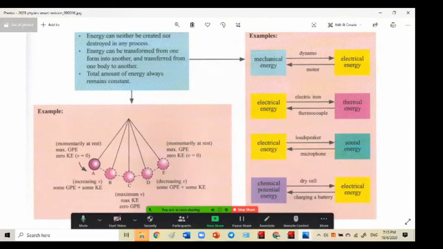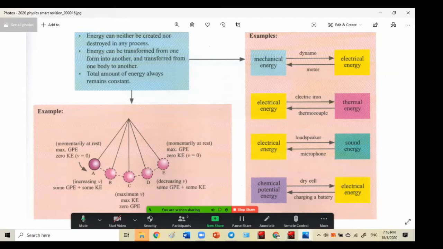Like the maximum GPE, gravitational potential energy, is here, and the kinetic energy is 0. That means you haven't let go. When you let go, the kinetic energy will be increasing, but the potential energy is dropping. Why? The potential energy is changing to kinetic energy. So the potential energy is maximum here before you start, you haven't even moved, the kinetic energy is 0. But the potential energy is maximum because you lifted it to the maximum height.